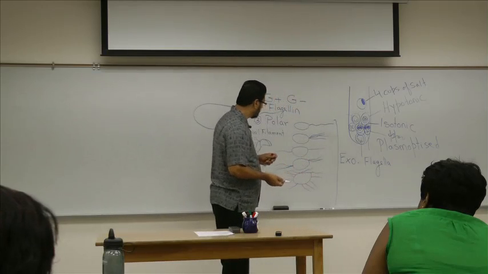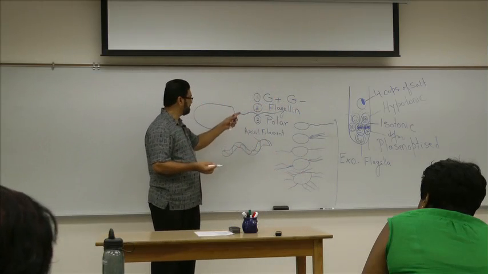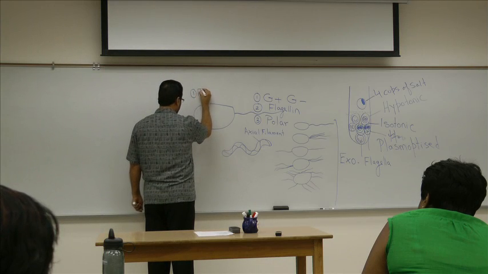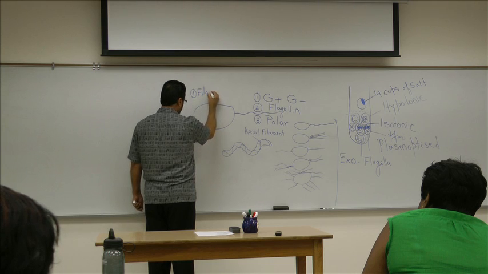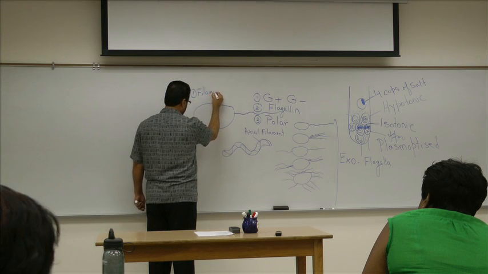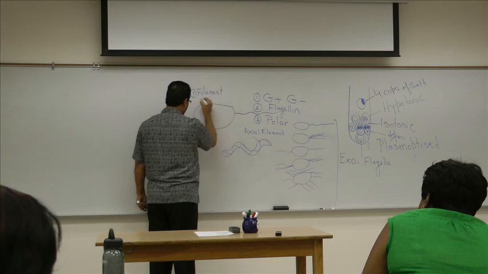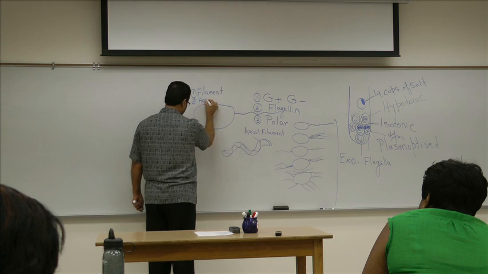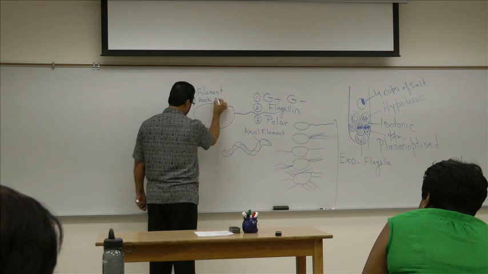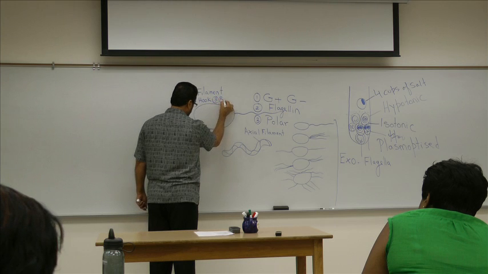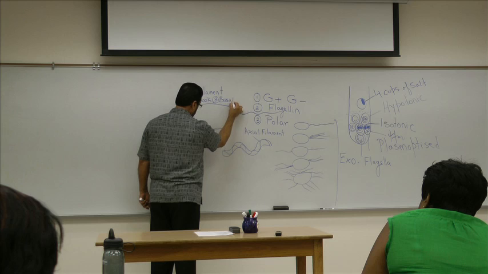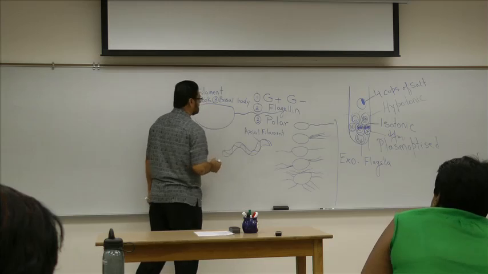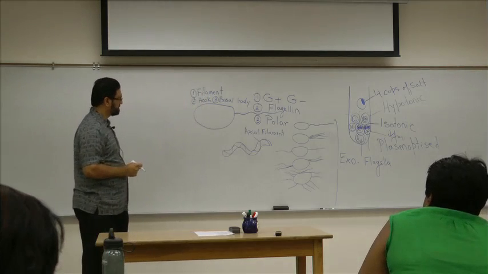They are embedded in the membrane. They have parts, remember? These have 3 parts. Number 1, filament. Number 2, hook. And number 3, basal body.